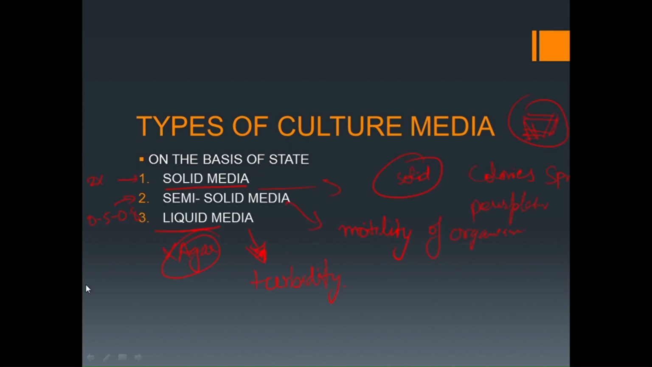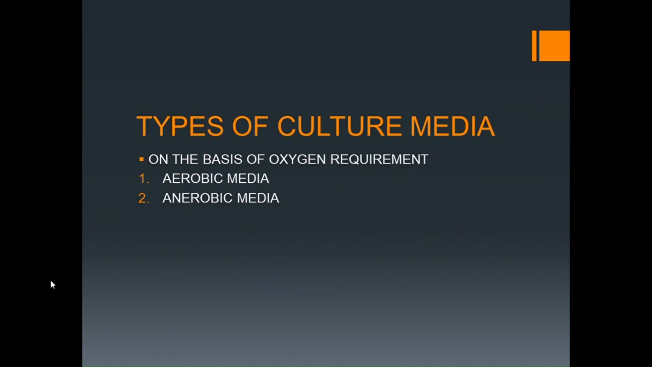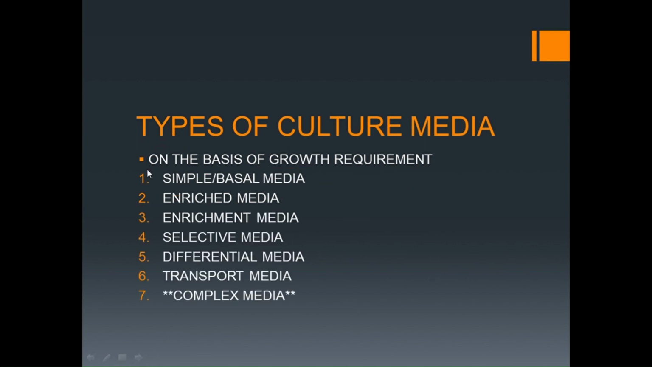That was on the basis of state, and now we are going to talk about the media on the basis of oxygen requirement, which is aerobic and anaerobic. The aerobic media are those media in which microbes grow in the presence of oxygen. In anaerobic conditions, oxygen is absent, and mainly in place of oxygen, CO2 is given. Then comes the culture media on the basis of growth requirement, and this is the most important type of classification for culture media. Among them, the first is simple or basal media.